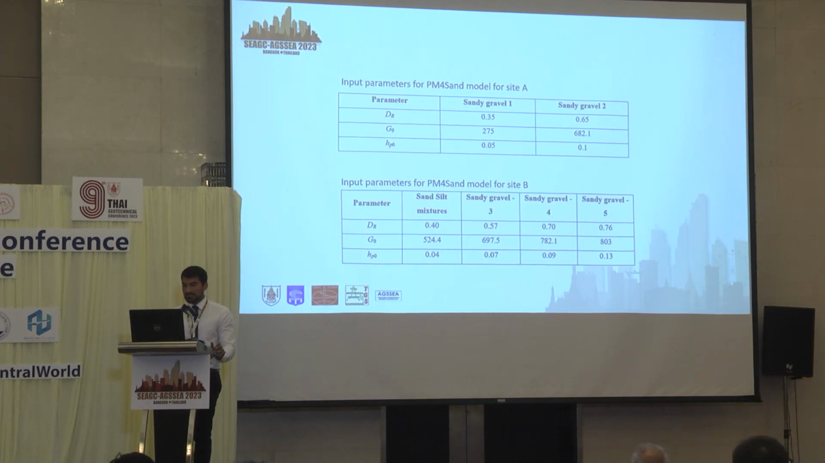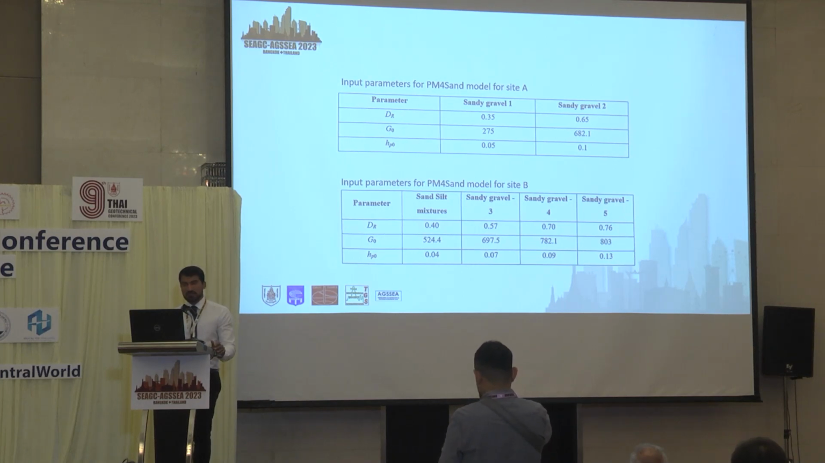And you can see that for site A, if you remember from the previous slide, only gravel 1 and 2 were there, and these were the 3 parameters, which are relative density, shear modulus coefficient, and hpo, and similarly for site B for sand 3, 4, and 5.